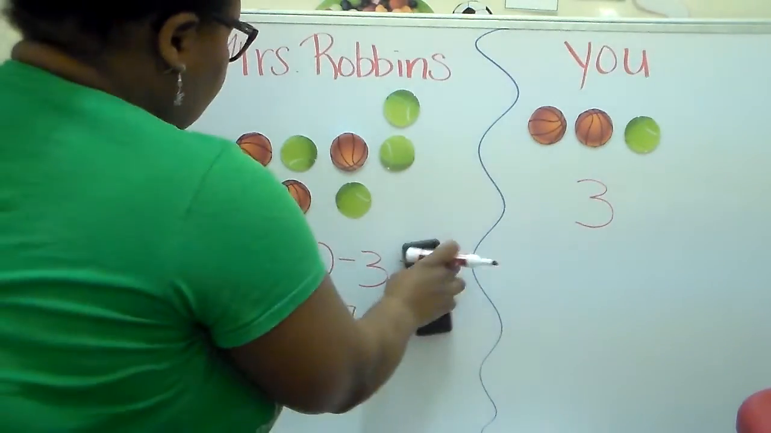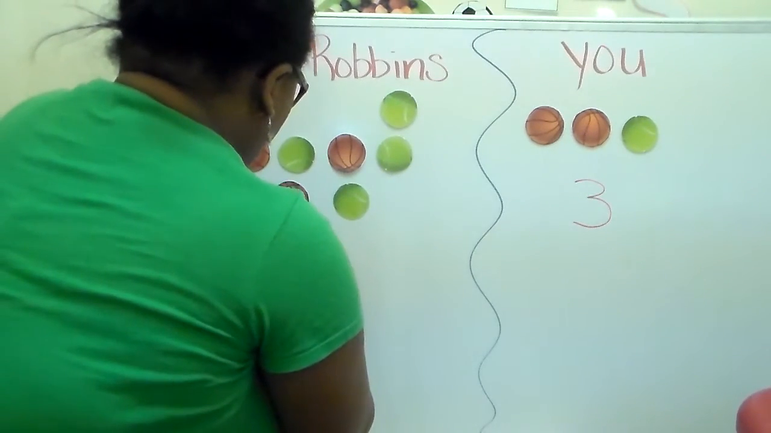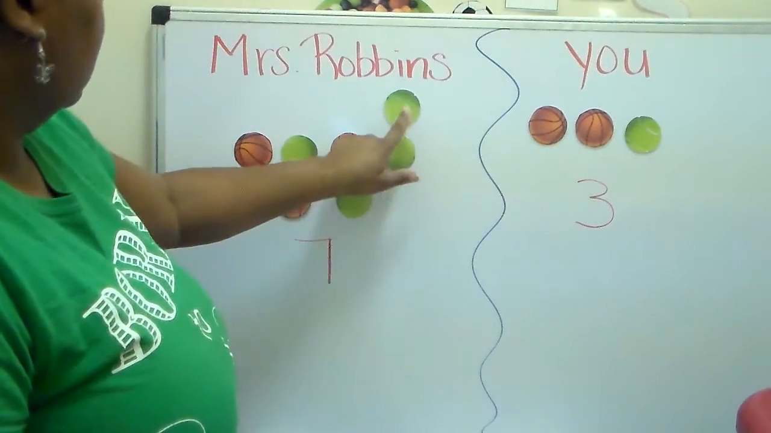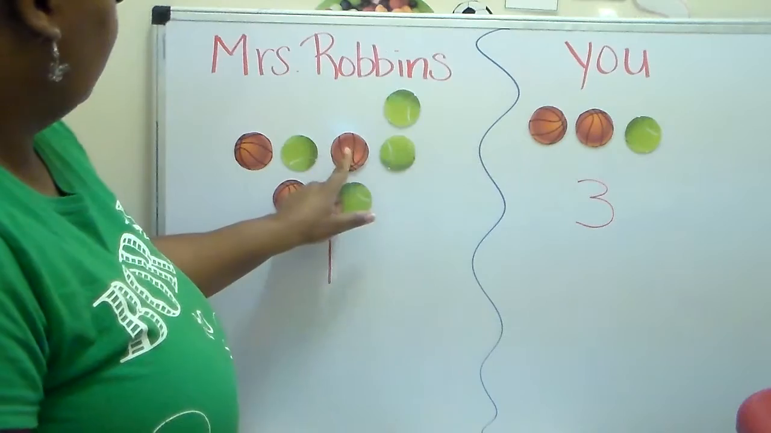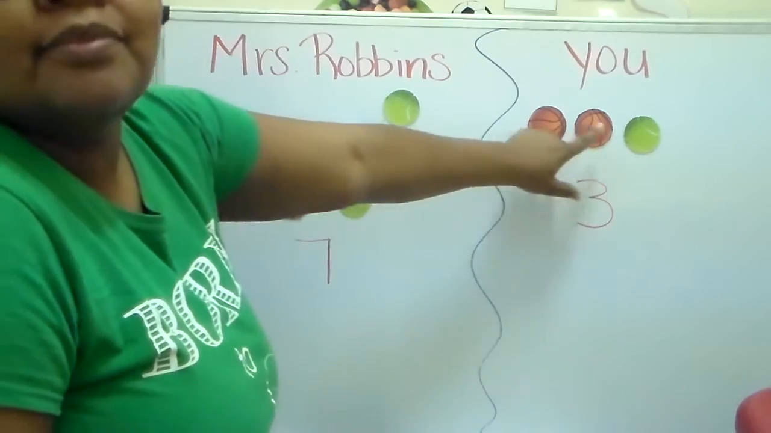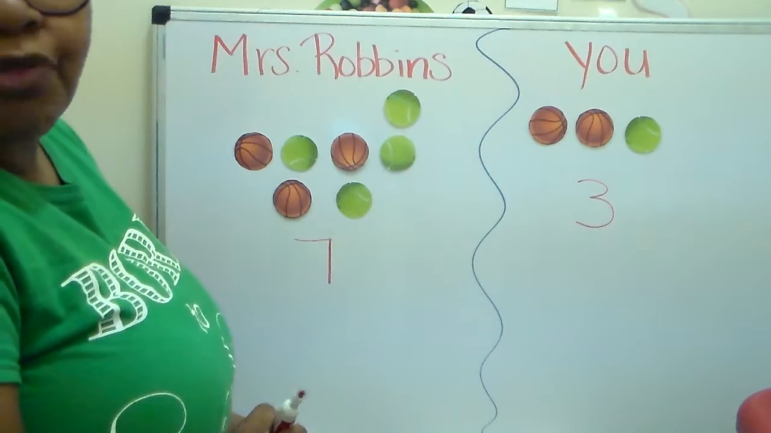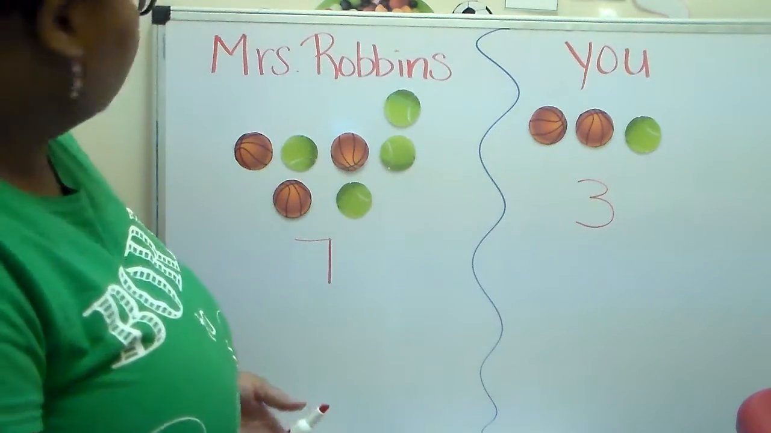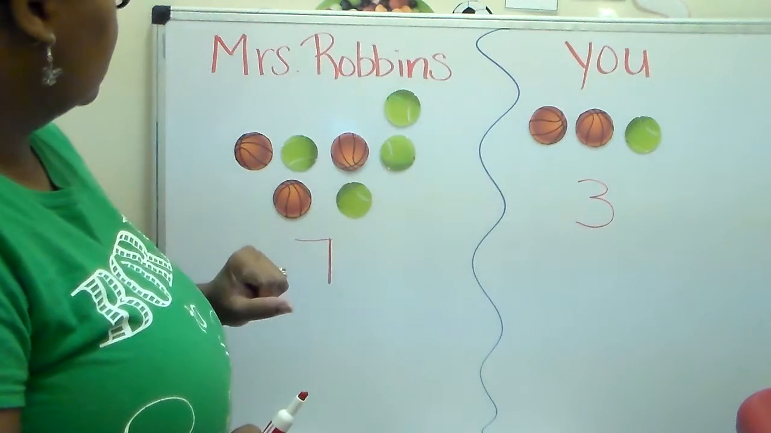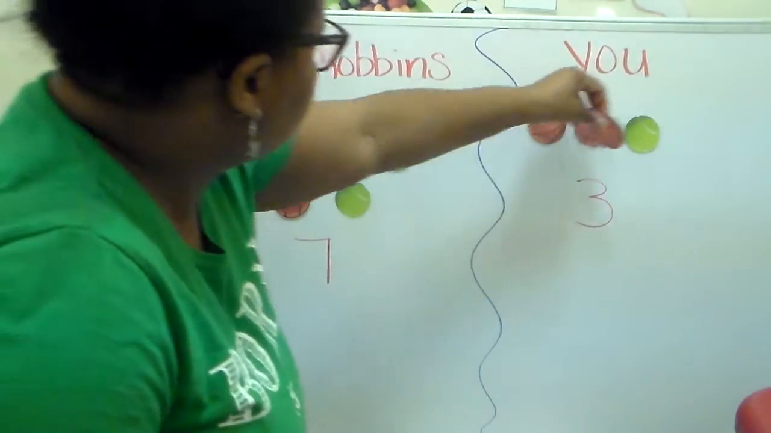All right, so now I've got 7 basketballs and tennis balls left because I gave you 3. All right. So remember, we have 7 now. 1, 2, 3, 4, 5, 6, 7. And you have 2, 3. Good. How many more do you want? You have 3. How many more do you want? 2 more? Okay. Do you want tennis balls or basketballs or both? All right, we'll do both. So we'll give you 2 more.